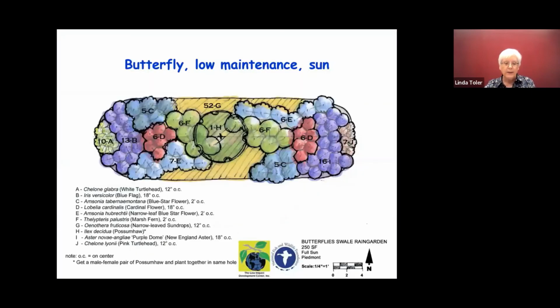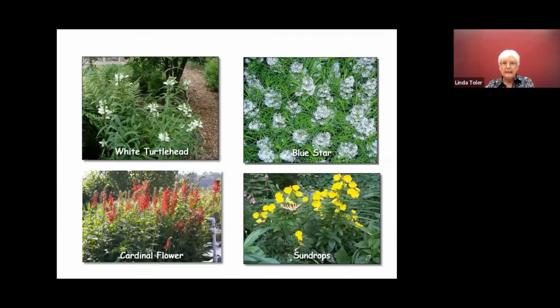So let's take a look at a couple designs. This first design is for a butterfly garden. It's a sun garden, and it's a 250 square foot garden. And it's planted primarily with perennials, and they're perennials that provide color throughout the growing season. These are some of the recommended plants that they have in that garden. Blue Star is probably the earliest of the blooming plants in that garden. And then the other three plants shown here bloom throughout the summer.